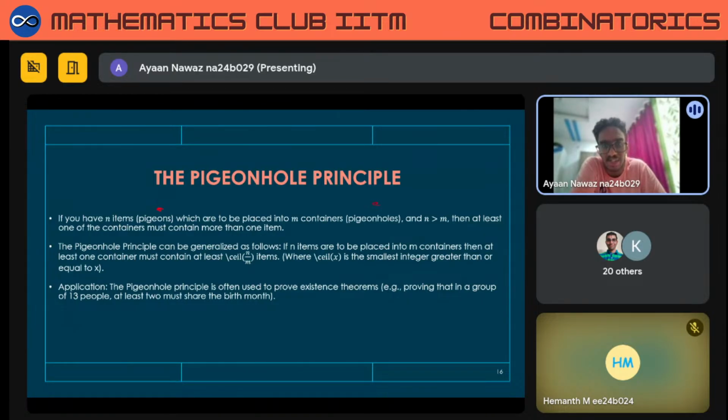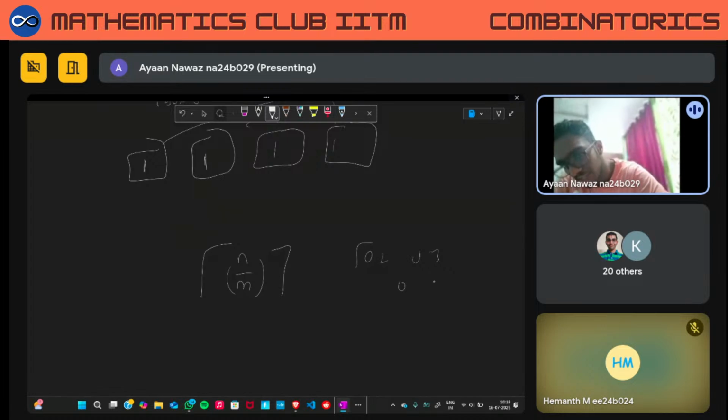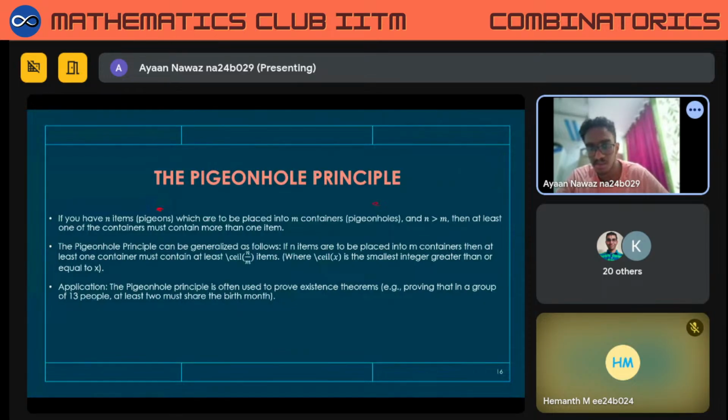The pigeonhole principle can be generalized as follows. If n items are to be placed into m containers, then at least one container must contain at least ceil of n by m items. The ceiling function of a rational number is the smallest integer that is greater than or equal to that number. So the ceiling function of 0.2 or 0.3 or anything 0 point something is equal to 1, because 1 is the smallest integer greater than or equal to the value inside the ceil function. Application: the pigeonhole principle is often used to prove existence theorems.